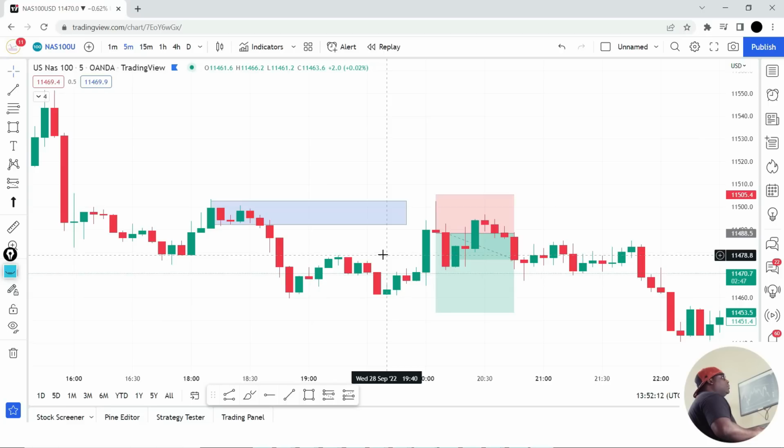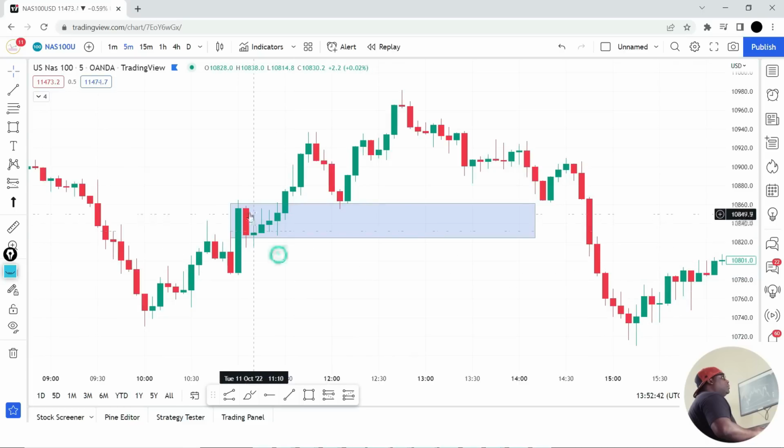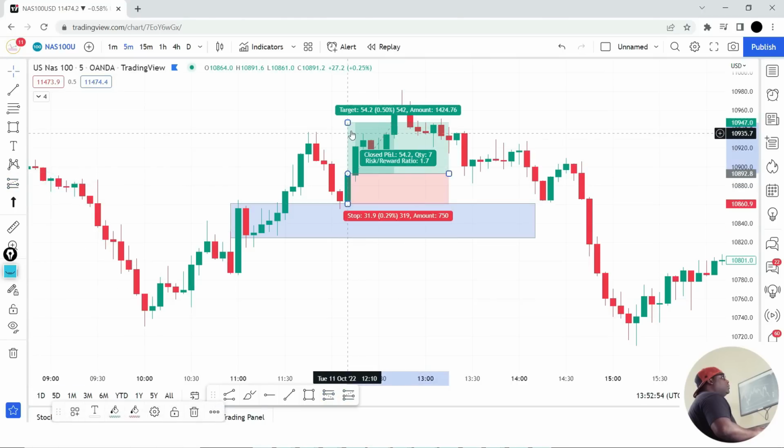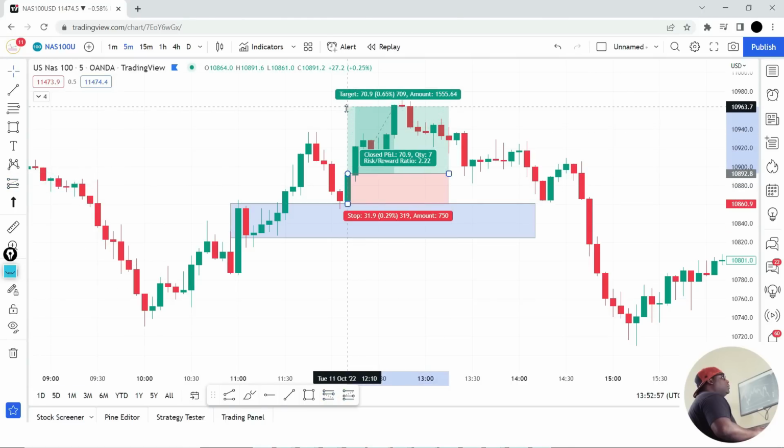Let's go to another example. We have a nice demand level right here. It pulled back and gave us a nice bullish bar. Again, as soon as it goes above that bullish bar, I want to get in. And again, you can look for a nice 2-to-1.